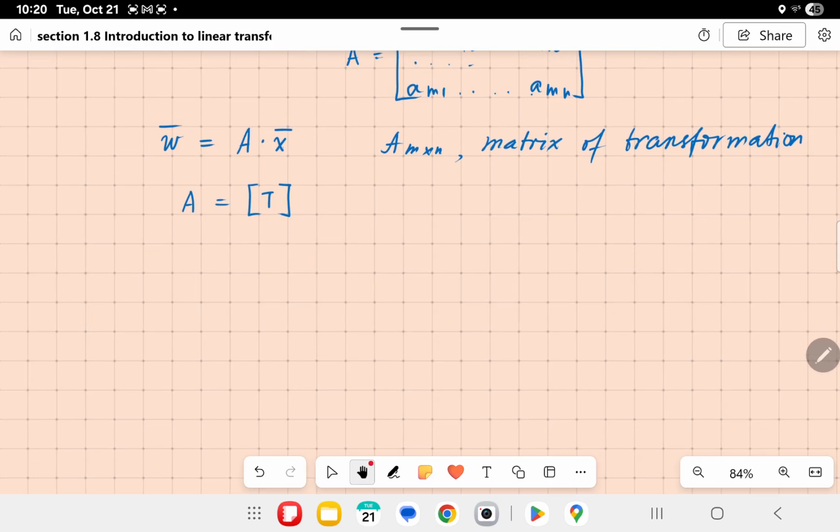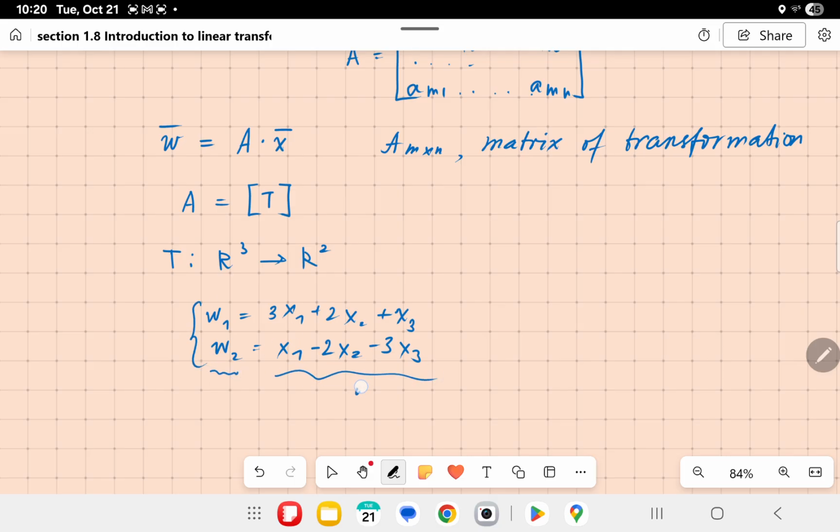So let's consider a transformation T, which goes from R3 to R2 and is given by the next equations. W1 equals 3x1 plus 2x2 plus x3. W2 equals x1 minus 2x2 minus 3x3. So these are the equations for the transformation. That's how we get new coordinates from old coordinates, or like the 3-dimensional vector into a 2-dimensional vector.